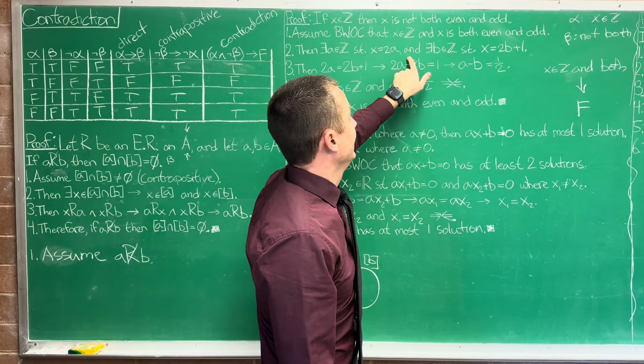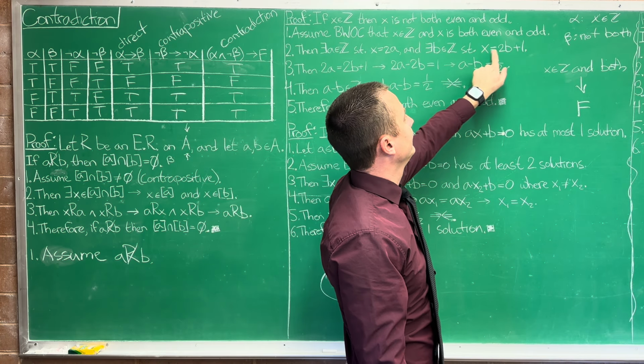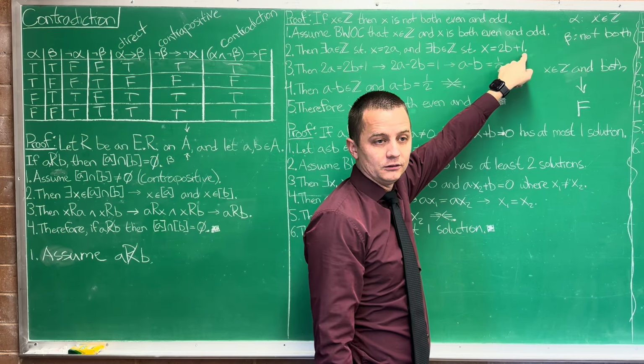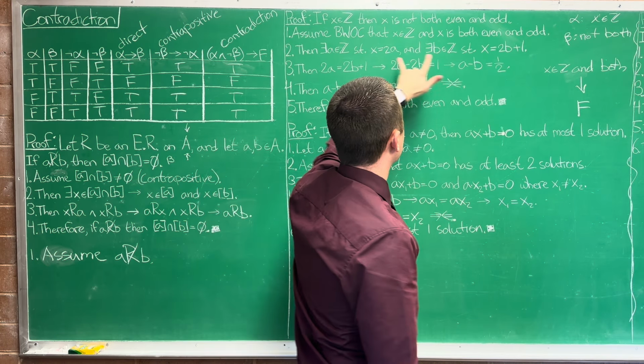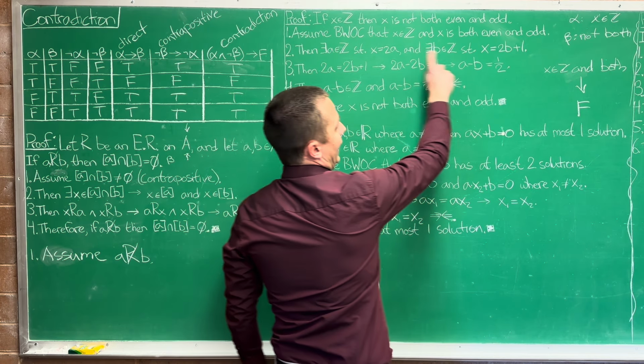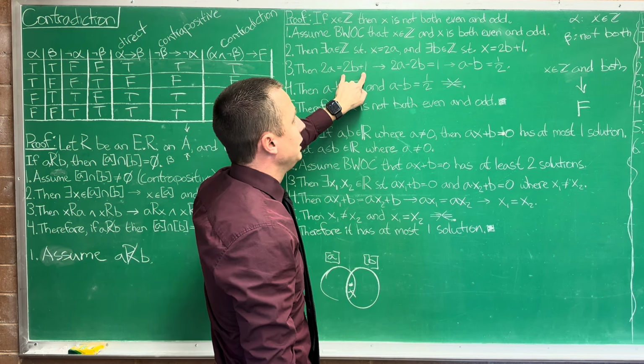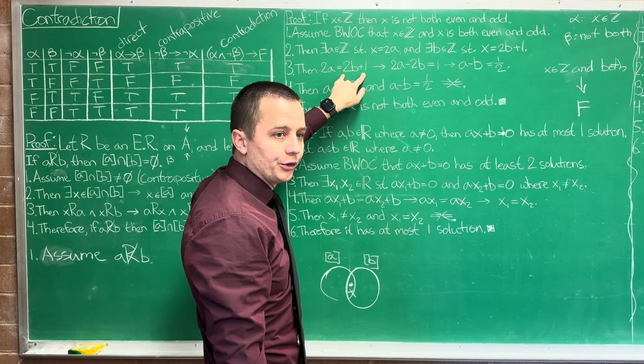Right, and if it's odd, then there must also exist some integer, maybe the same, maybe different, such that x is equal to 2 times that integer plus 1. That's what it would mean for x to be odd, and that's what it would mean for x to be even. So if x is equal to 2a, and x is equal to 2b plus 1, then 2a is equal to 2b plus 1, since they're both equal to x.